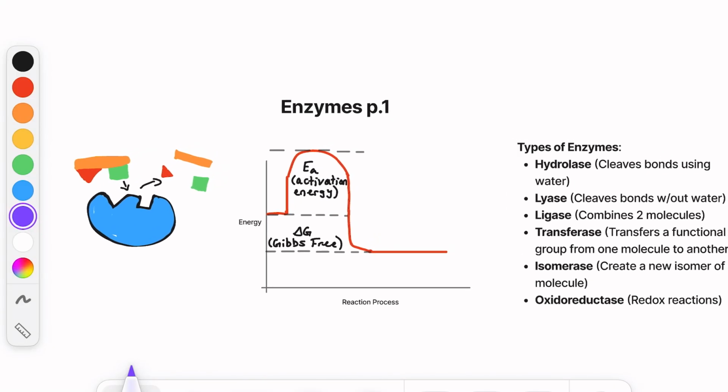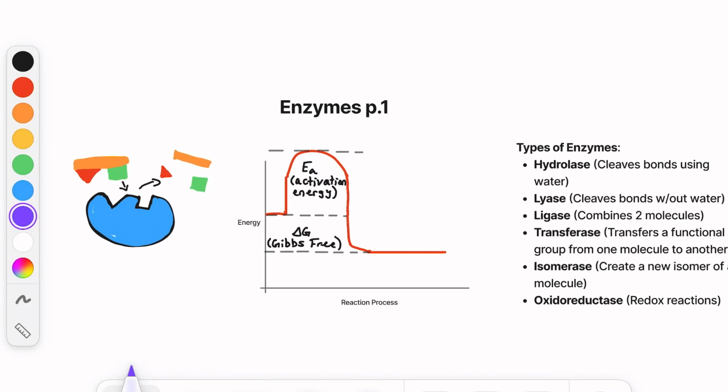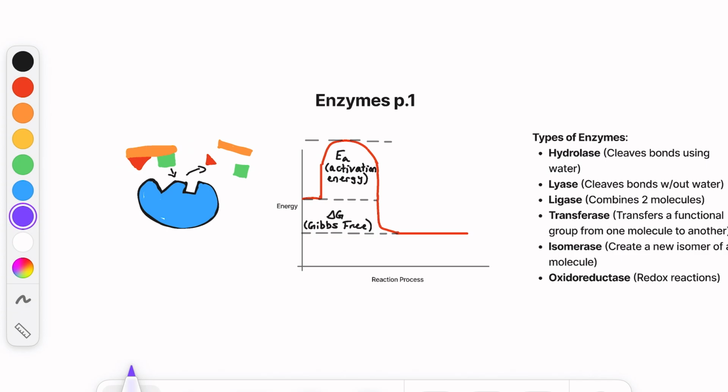All right, MCAT nerds, let's talk about enzymes. This is going to be introductory to enzymes. So we're going to talk about what they are and the types that we need to know.